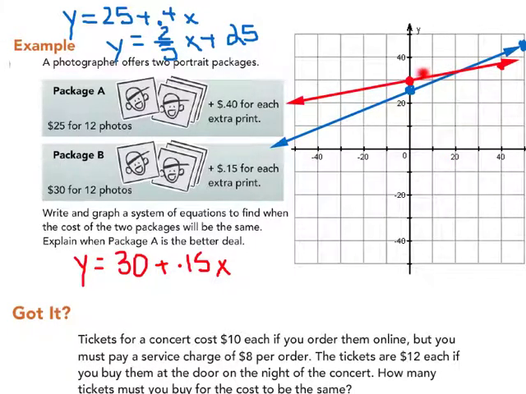And then it's really hard to see where it is here. So if the x is 20, I can plug it in here. So 0.4 times 20 plus 25, that equals 33. So the intersection point is the point 20, 33. So that means that it will cost the same amount if I buy 20 additional prints. So remember, I already bought the 12 right here for that first amount of money, and then I buy 20 more. So it'll cost the same for 32 prints.